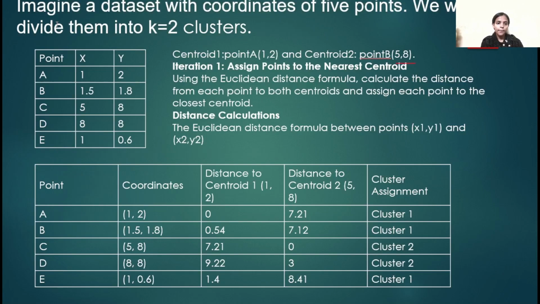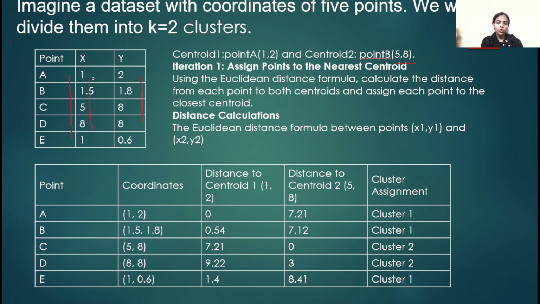Now let's see an example. Here we have a question in which there is a data set with coordinates of 5 points. We want to divide them into k equal to 2 clusters. These are our data points. Here x coordinate is 1, y is 2; x is 1.5, y is 1.8. These are our x coordinates. These are our y coordinates.